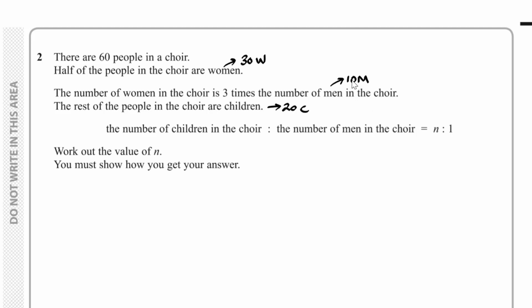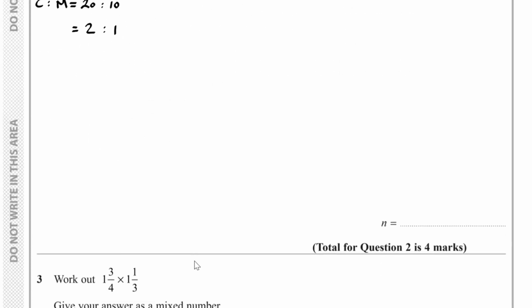So we have 20 children, 10 men, 30 women. This gives 60 people in the choir. So the ratio of children to men is equal to 20 to 10. And if we write this in the form n to 1, so we want a 1 over here, dividing through by 10, 20 divided by 10 is 2. So you can see over here n is equal to 2.